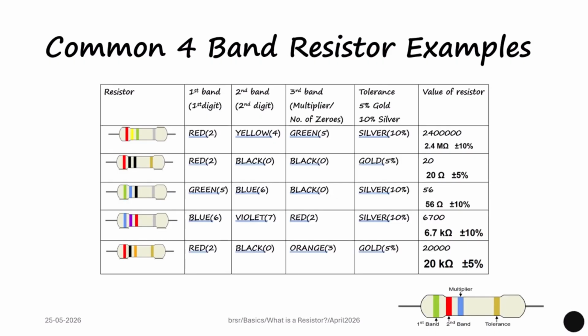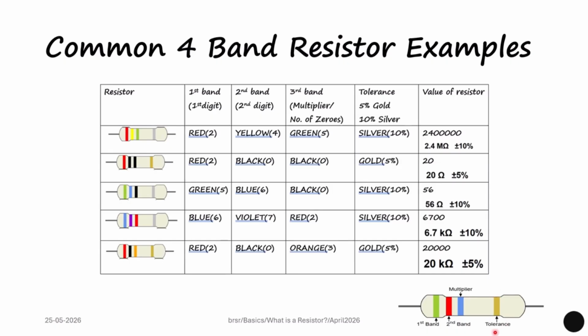Let us understand how to calculate the value of a resistor, generally a 4-band resistor. Here, in a 4-band resistor, there are 3 bands on one side of the resistor and 1 band at the extreme end. The first band represents the first digit. The second band represents the second digit. The third band represents the multiplier, or in simple terms, the number of zeros. And this tolerance represents the approximation in the value.